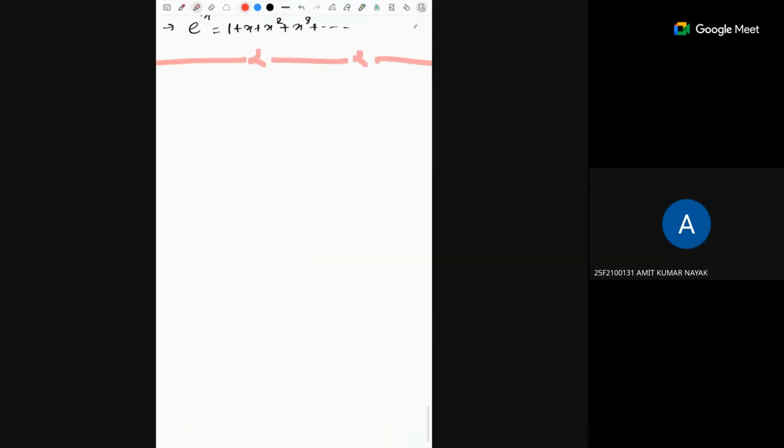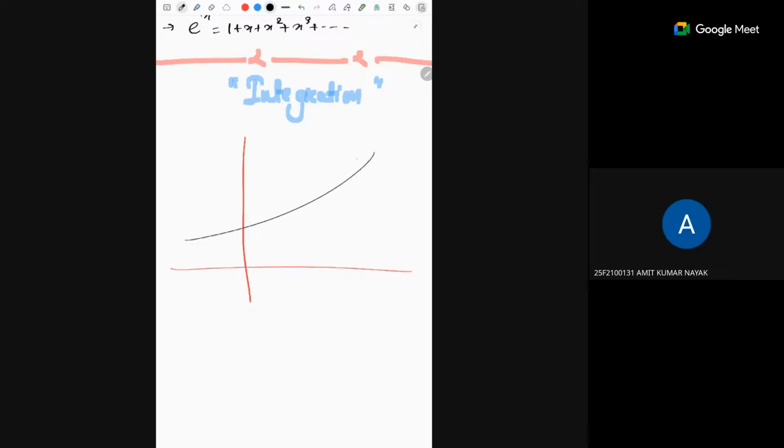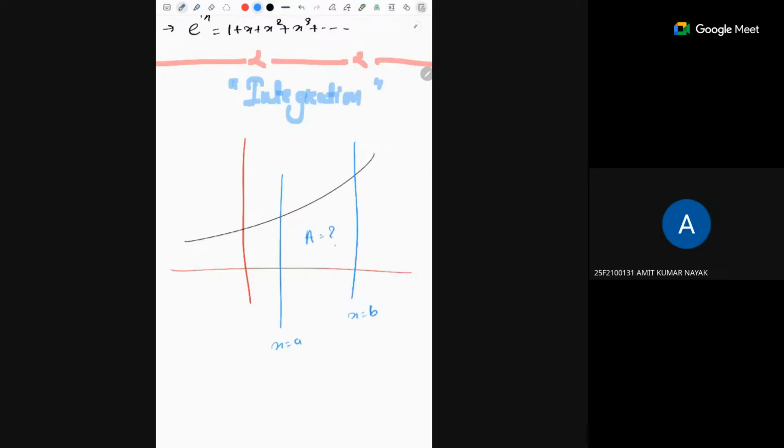Okay, now let's go to the integration part. Okay, so I'll briefly state what is the idea of Riemann integration. So the thing is, we want to answer the question: if you have a graph, suppose you have this type of graph, then what I want to answer is, up to some bound, that is up to these two lines, x equals a and x equals b, I want to find out what is the area of this region.